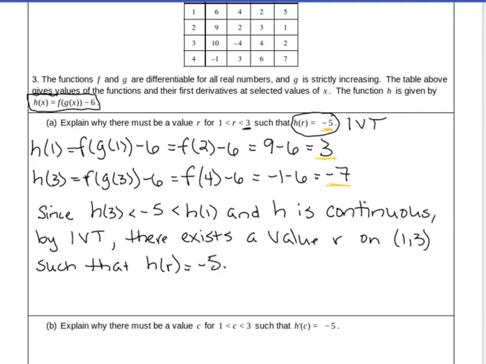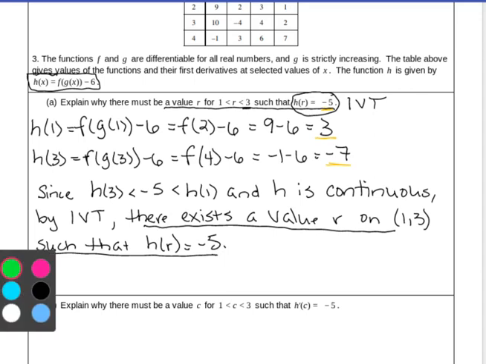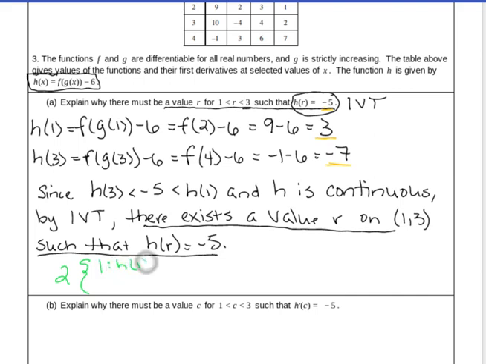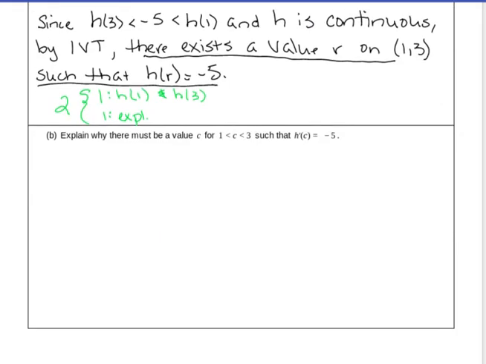So you'll notice the wording of the question actually helps us write the rest of our explanation too, right? There's a value r on the interval such that h of r equals negative 5. That is right here in our explanation then. All right, so let's see, this was worth 2 points. So it was 1 point for finding h of 1 and h of 3, and then 1 point actually for your explanation written out, and of course for using IVT.